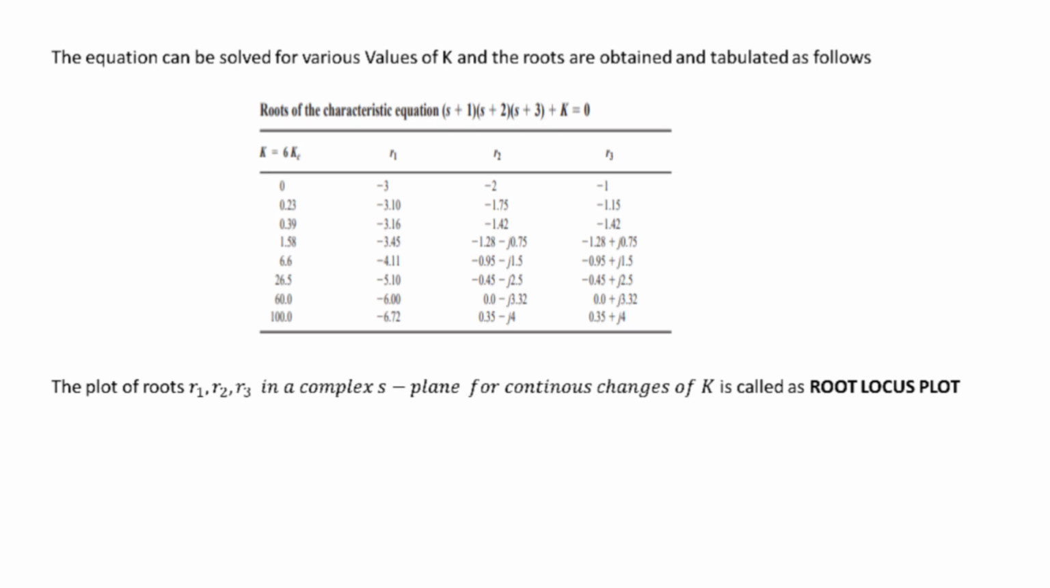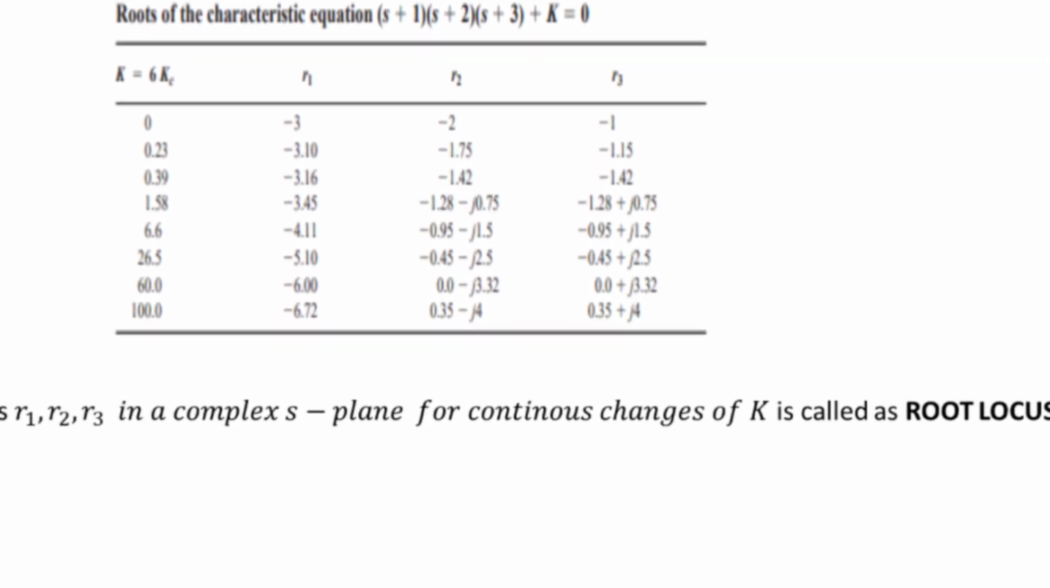Then assume different values for K, find the roots R1, R2 and R3, and tabulate the values. The plot between the roots R1, R2, R3 and the value K in a complex plane is called root locus plot.